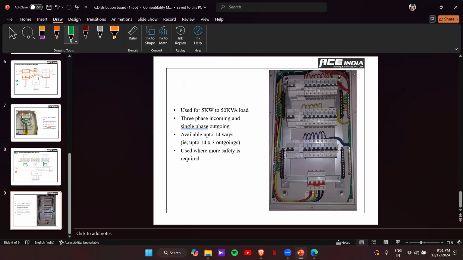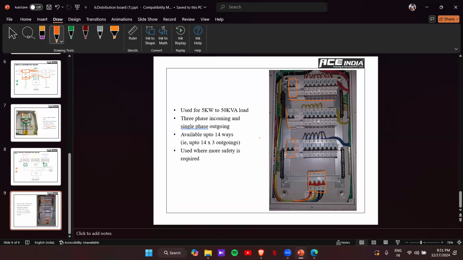And this is how the DB looks like. As we mentioned, this one will be our 4-pole MCB, our main incomer. Then here you can see this is the R phase outgoing. It is going all the way to the top. Here is our main double pole MCB for the R phase, the double pole MCB for Y, and the double pole MCB for the B phase.